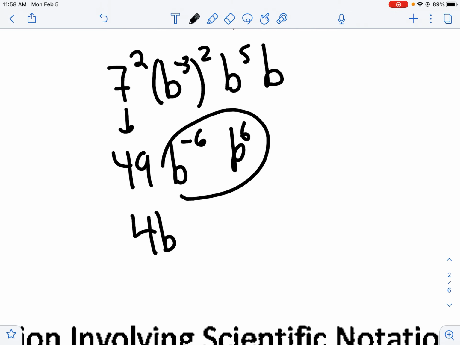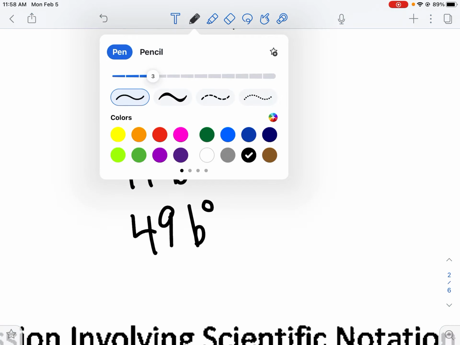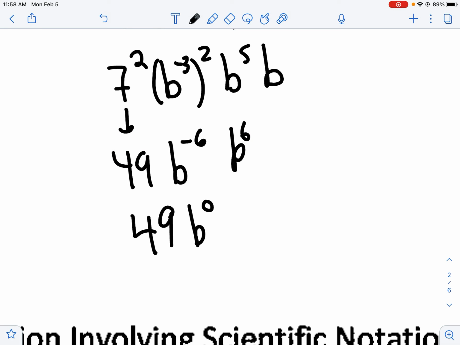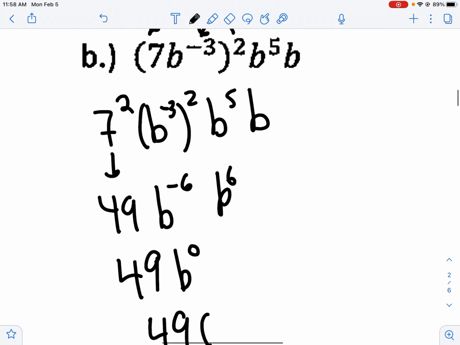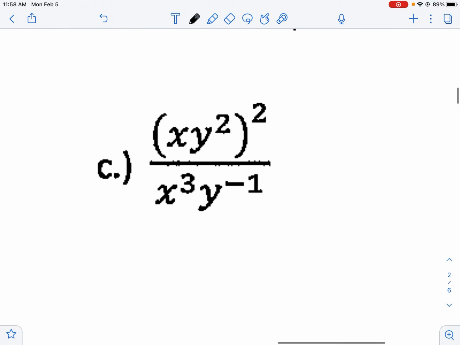Anything, no, that's a 9. That's b to the 0. Anything raised to the 0 power is 1. So that right there is 1. 49 is not being raised to the 0 power. That's just a 1, b to the 0 power. So you just get 49. Okay? All right, you got that one. Let's go to the next one.